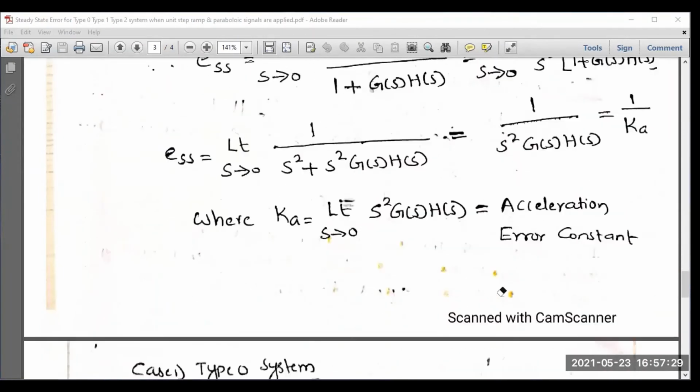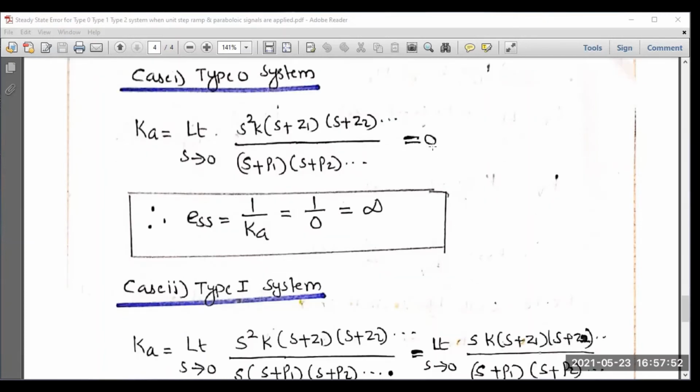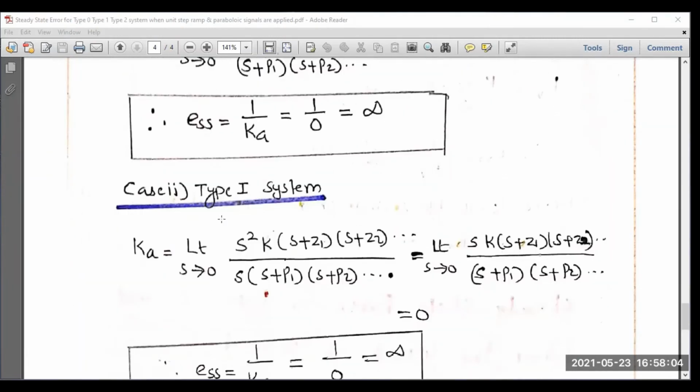Let us go for the type 0 system. For type 0 system, the acceleration error constant Ka is given by limit s tends to 0, s square into K into (s plus z1) into (s plus z2) divided by (s plus p1) into (s plus p2). If I substitute s equal to 0, the numerator becomes 0. If the numerator becomes 0, the entire fraction becomes 0. Therefore, the steady state error is equal to 1 by Ka. What is the value of Ka? Ka is nothing but 0. 1 by 0 is nothing but infinity. So I have got the first case. Let me move on to the second case.